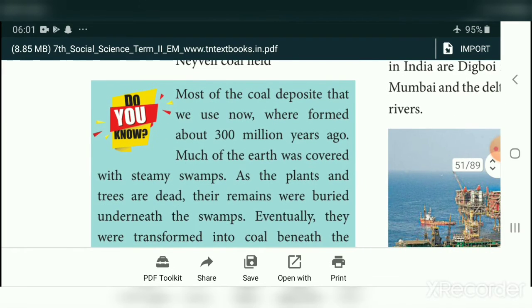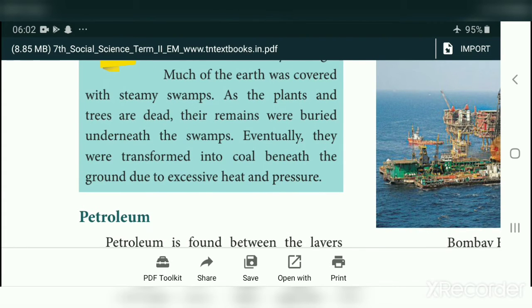Most of the coal deposits that we use now formed about 300 million years ago. So 300 million years ago, the decayed plants and animals converted into coal. Most of the earth was covered with a steamy swamp. As the plants and trees died, their remains were buried under the earth, the swamp. Eventually, they were transformed into coal beneath the ground due to excess heat and pressure.